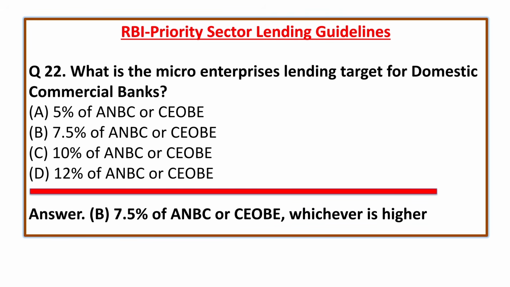Question 22. What is the micro-enterprises lending target for domestic commercial banks? A. 5% of ANBC or CEOBE. B. 7.5% of ANBC or CEOBE. C. 10% of ANBC or CEOBE. D. 12% of ANBC or CEOBE. Answer B. 7.5% of ANBC or CEOBE, whichever is higher.